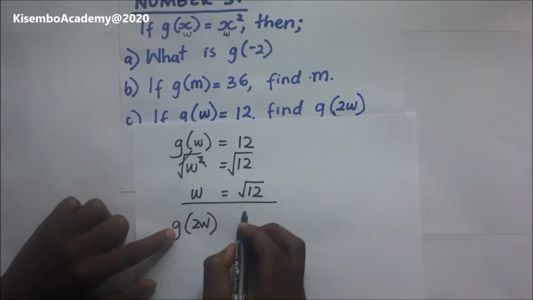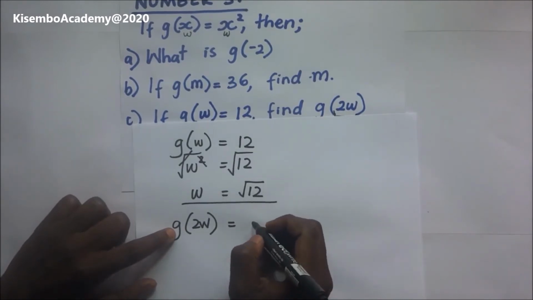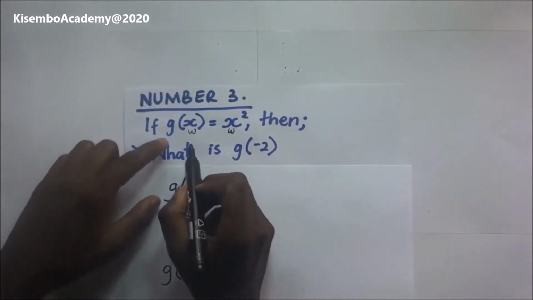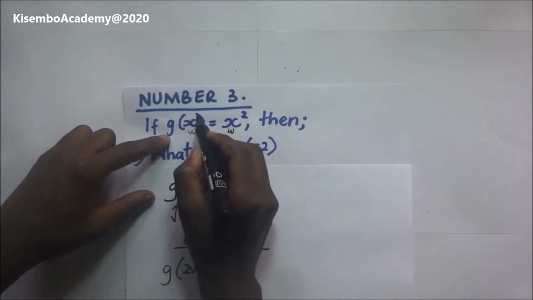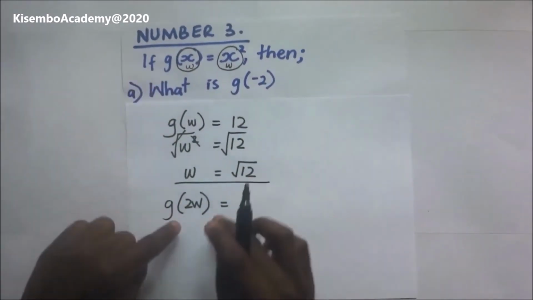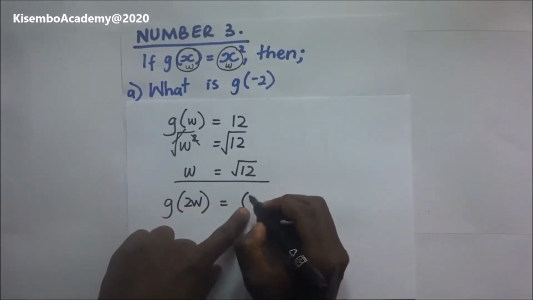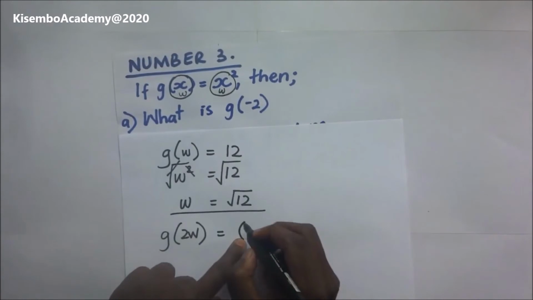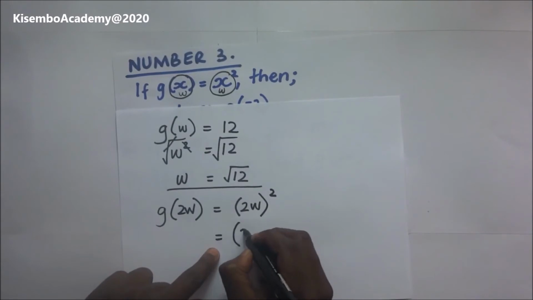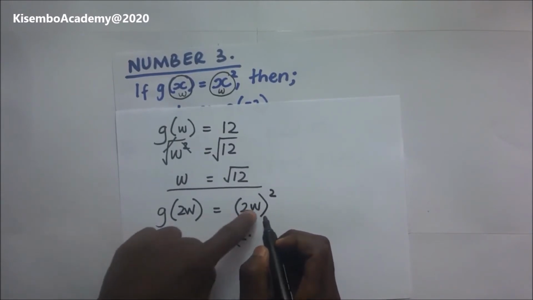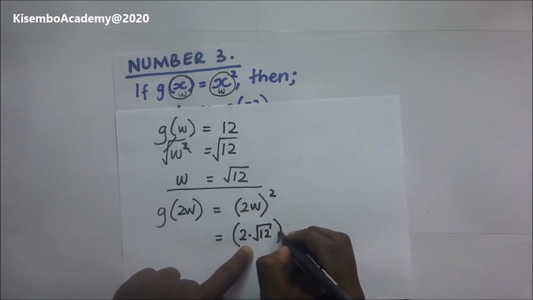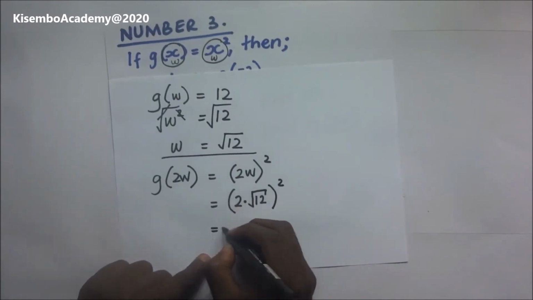Remember from our initial expression, g of x is equal to x squared. What is in the brackets is what takes up the place of x in the expression. Here what is in the brackets is 2w, so that is exactly what takes up the place of x, which is going to become 2w squared. So this is 2 times w, where w is the square root of 12, and all this is squared. So we can go ahead and find our answer.